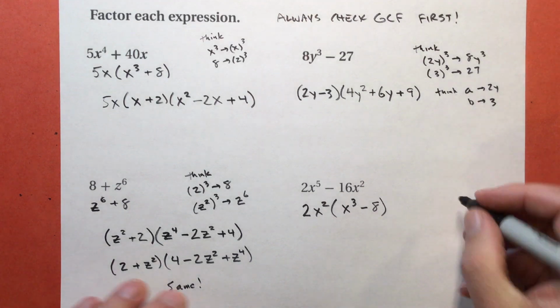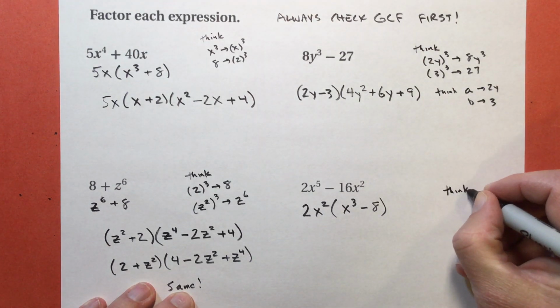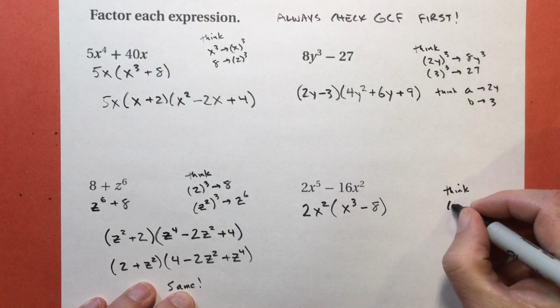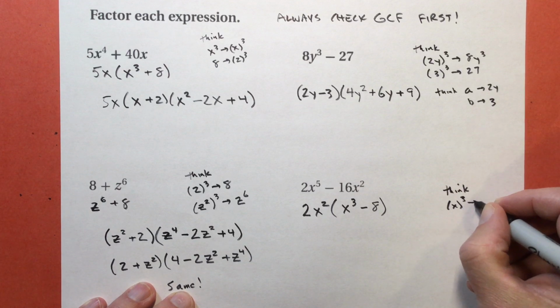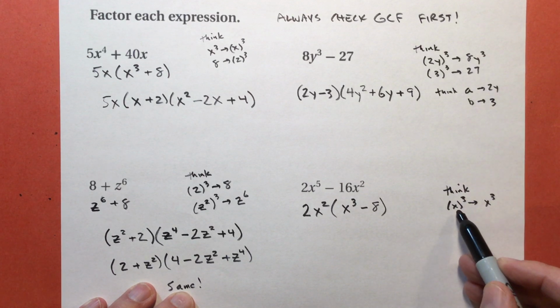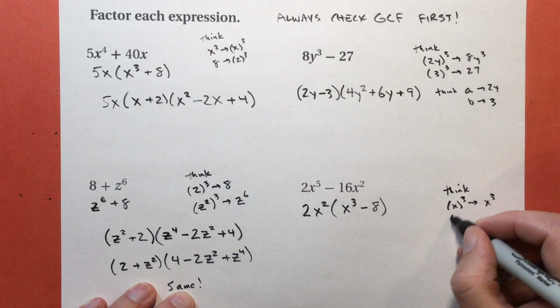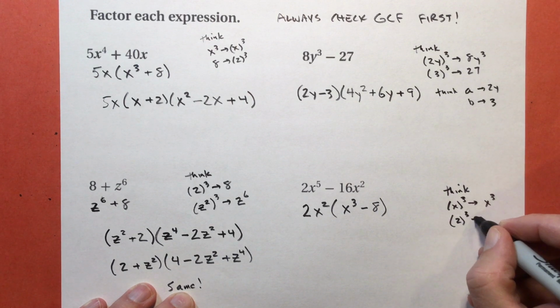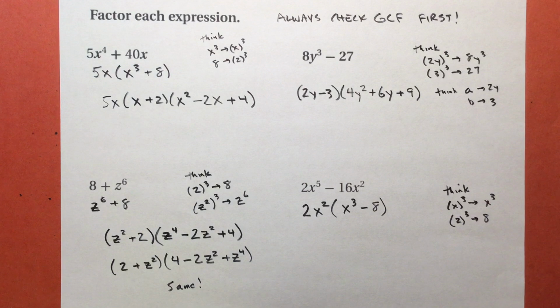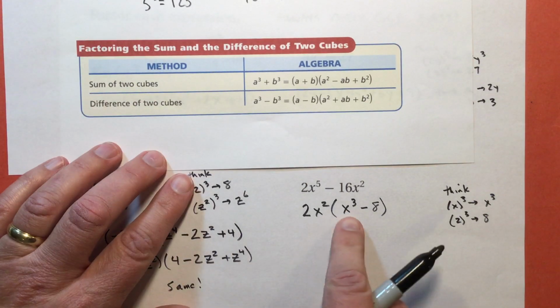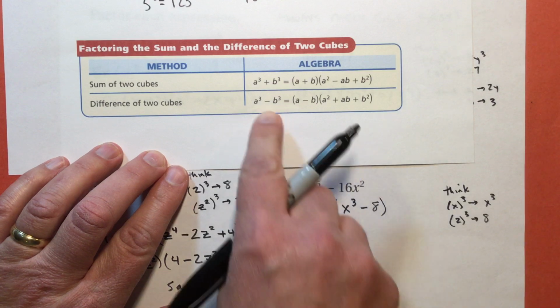Here I've got the difference of two cubes. X to the third power is literally x to the third power. So what's being cubed? Just the x. And as always, 2 to the third power gives me my 8. So I'll grab my paper and put my pattern here again. This is a difference, so I'm going to use the difference.